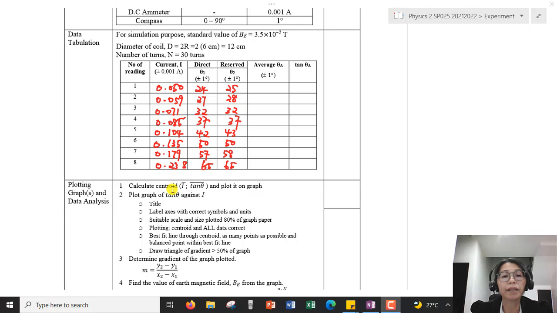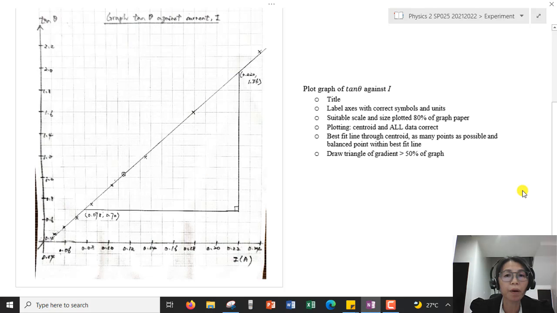You need to calculate the centroid, the average value for the current and also the tangent theta. And then don't forget to plot it on the graph. Boys and girls, you are going to plot a graph of tangent theta against current, so make sure you put the title of the graph and label the axes with the correct symbol and unit.